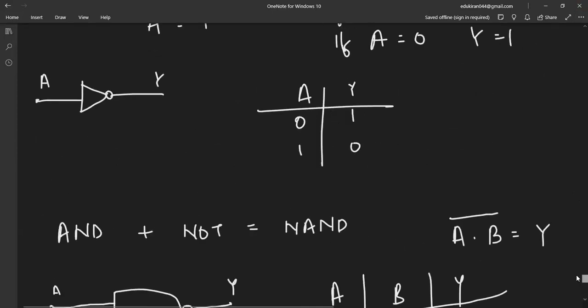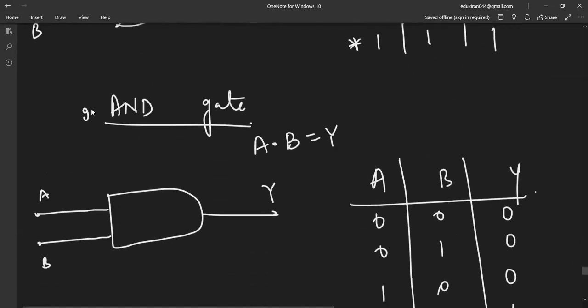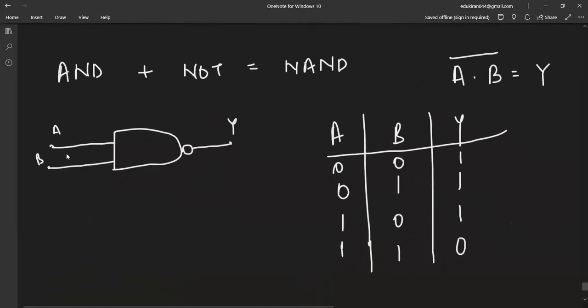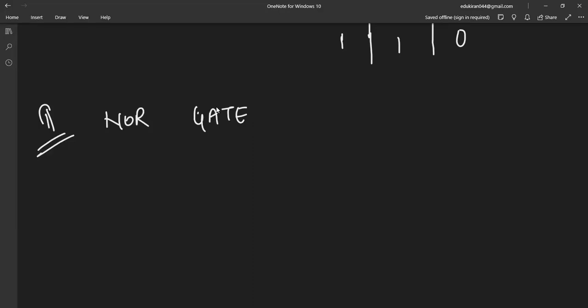Then again, the original gates are these three only. This is the first gate, OR gate, which we discussed. Second is the AND gate. Third is the NOT gate. These are the combinations. This is the first combination of gates. Lots and lots of combinations are there, but these are sufficient for you. Second combination is the NOR gate.